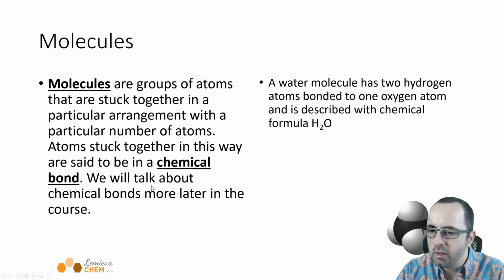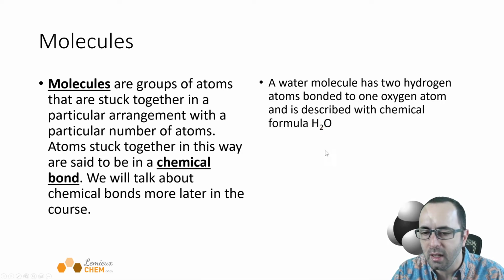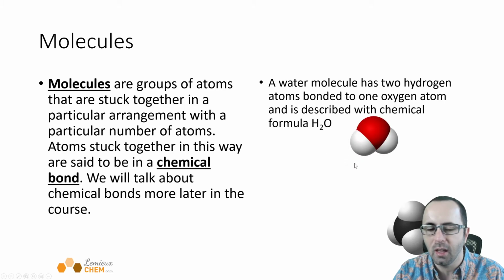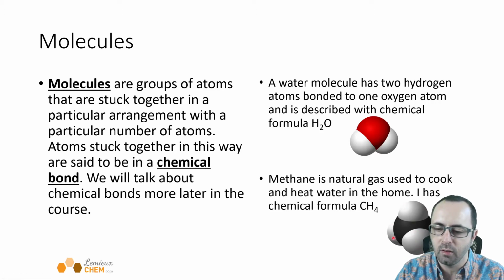A water molecule, for example, has two hydrogen atoms that are bonded to one oxygen atom, and we describe that with the formula H2O. The subscript 2 indicates two hydrogen atoms and one oxygen atom, and the molecule looks like this. Two hydrogen atoms attached to one oxygen atom, which is represented by the red sphere here. Or another example molecule, methane, which is the natural gas you use to cook on your stove, or probably heat your water or heat your house. This has a chemical formula CH4. It has one carbon atom, the black one, which is attached to four hydrogen atoms, which are these white ones here.